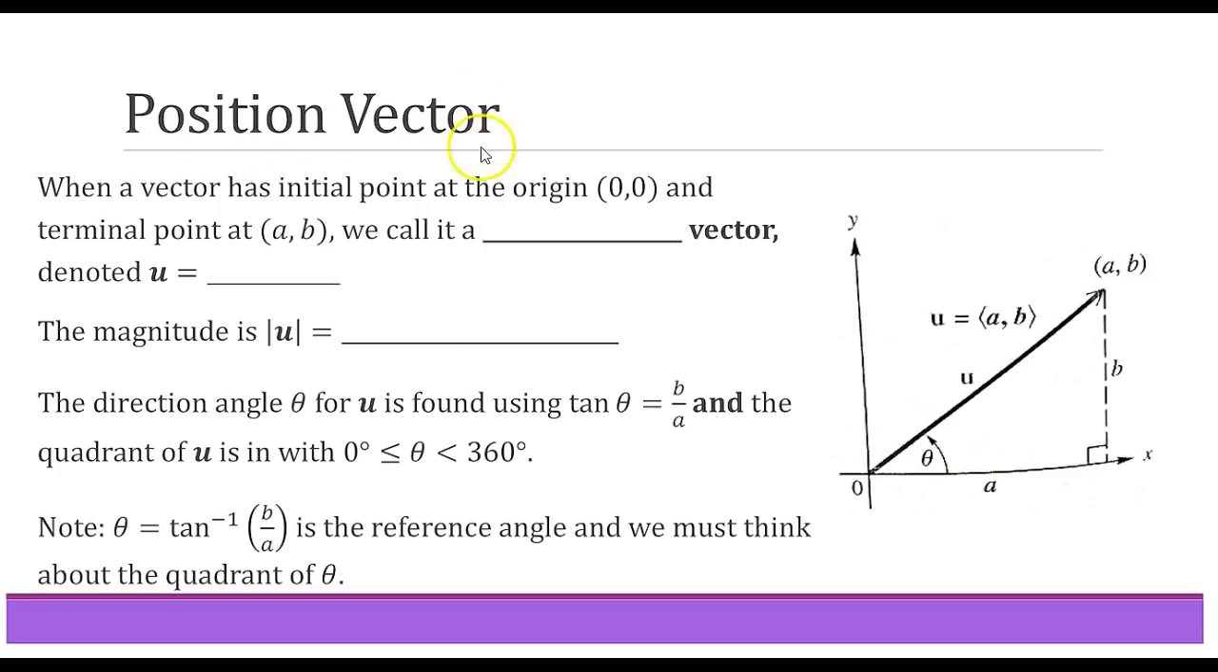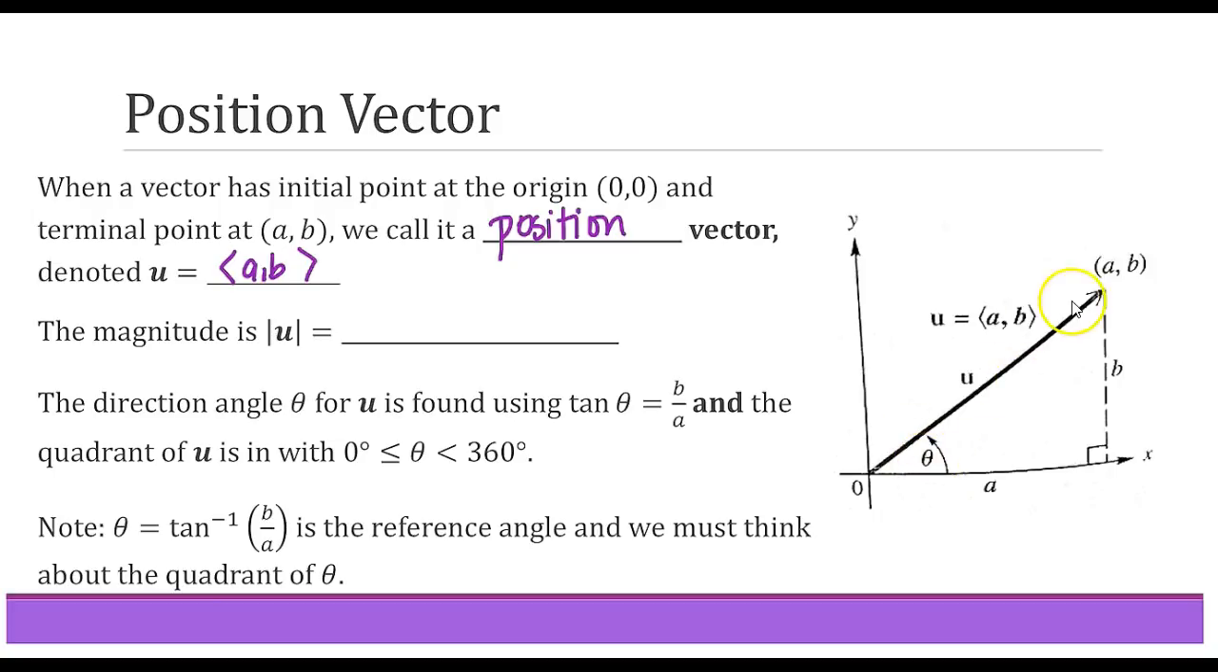A position vector. When a vector has its initial point at the origin, 0, 0, and its terminal point at some point a, b, we call it a position vector. The notation we're going to use for that position vector is u equals, and we're going to have angle brackets a, b. So the terminal point values go inside of the angle brackets. When we see this notation, we know that we have a vector that starts at the origin 0, 0 and ends at a specific coordinate point a, b.